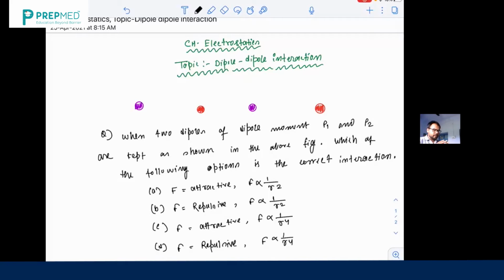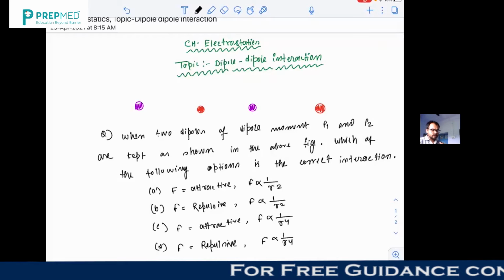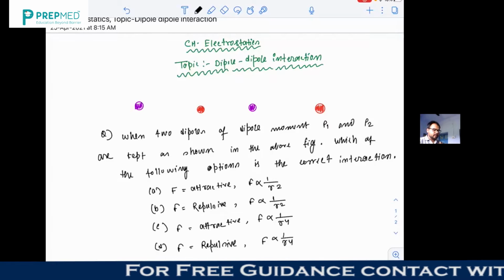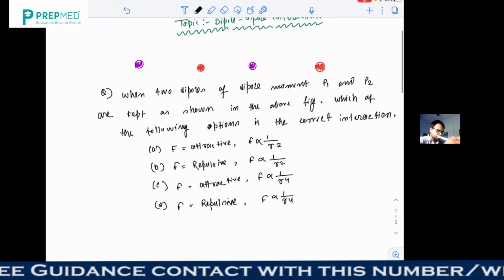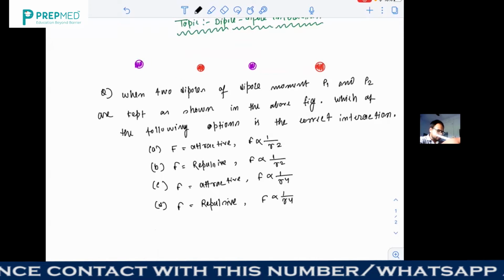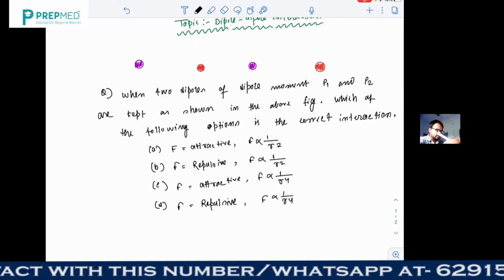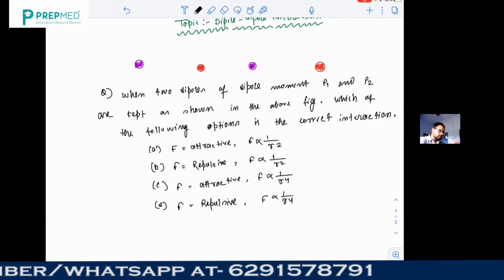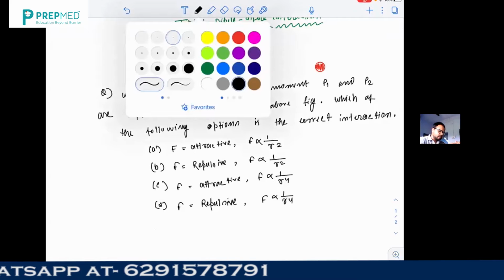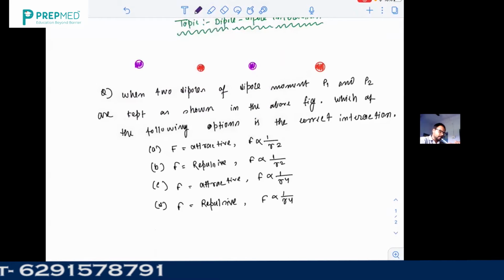Whenever we start these topics, we start with a particular question so that we can understand it properly. So let us begin with the question. The question is: when two dipoles of dipole moment P1 and P2... So you can see here, we have drawn two dipoles. We have taken four charges. We have already drawn it earlier.